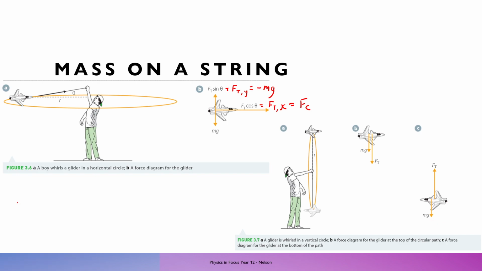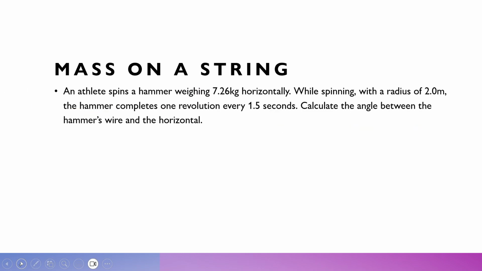In our practice question for today, we're going to be focusing on horizontal motion, much more common in the scope of this topic. For our practice problem today, we have an athlete that spins a hammer weighing 7.26 kilos horizontally. While they're spinning the hammer with a radius of 2 meters, the hammer completes 1 revolution every 1.5 seconds.